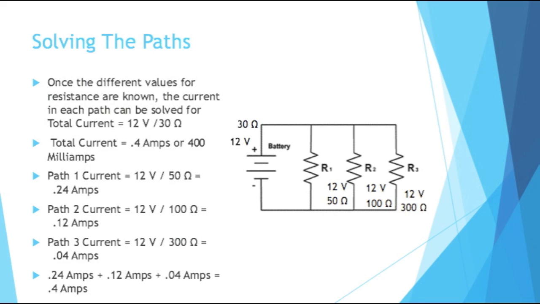Now it's always 12 volts because this is a parallel circuit and the voltage would be the same. But as you can see, the currents differ. But they all add to be the total current of the system.